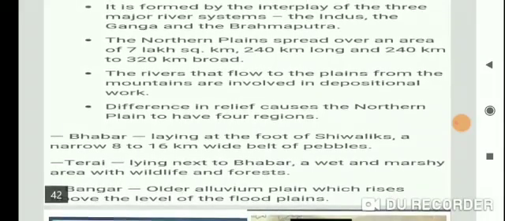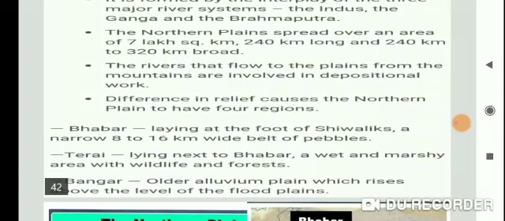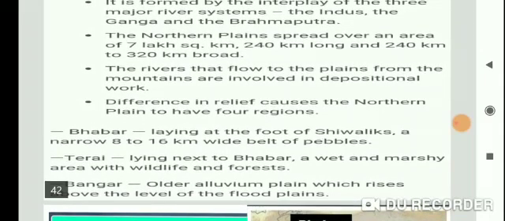Now Bhangar is very important. Bhangar is the largest part of the Northern Plain, consisting of older alluvial soil, and is known as Bhangar. It presents a terrace-like feature and contains calcareous deposits known as Kankar. These older alluvial plains rise above the level of the floodplain. Bhangar is the older alluvial soil, the largest part of the Northern Plain. Clear?